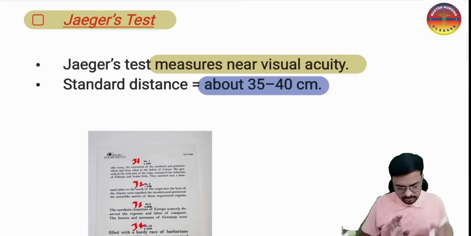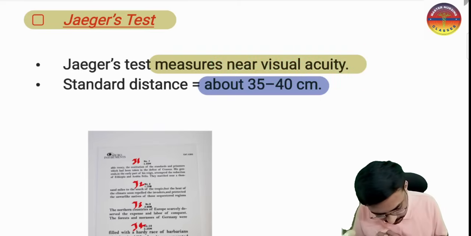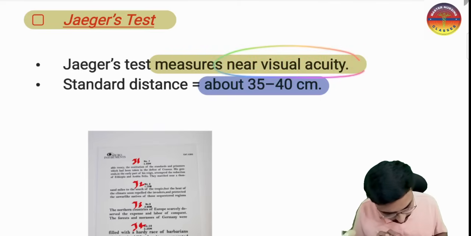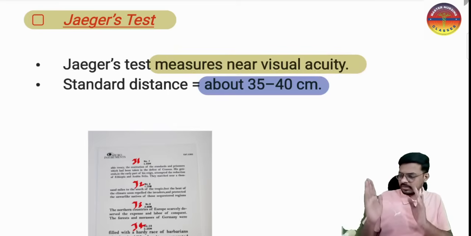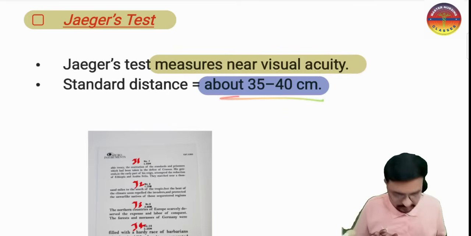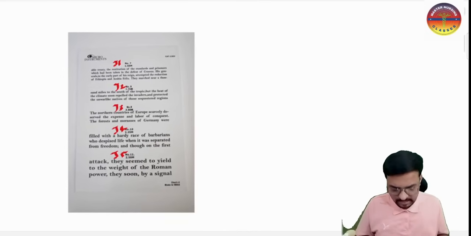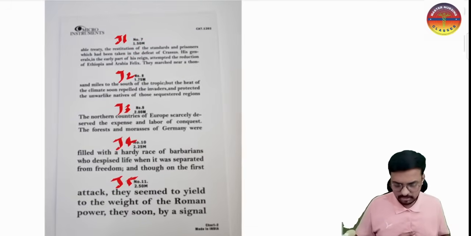Okay, so I hope it is very much clear to everyone of you, right? Yes, sir. So this one is used to measure the near visual acuity, and the distance between the chart and our eyes should be 35 to 40 centimeter. This is very important, and this is what I told about the Jaeger's test.